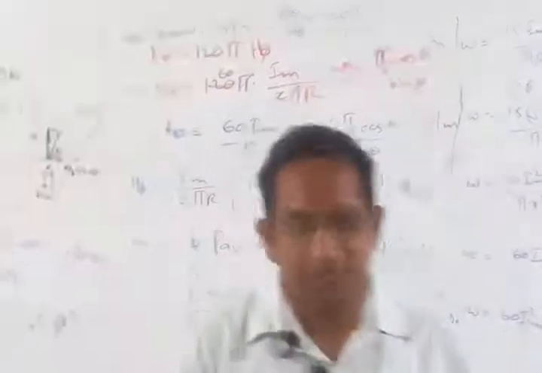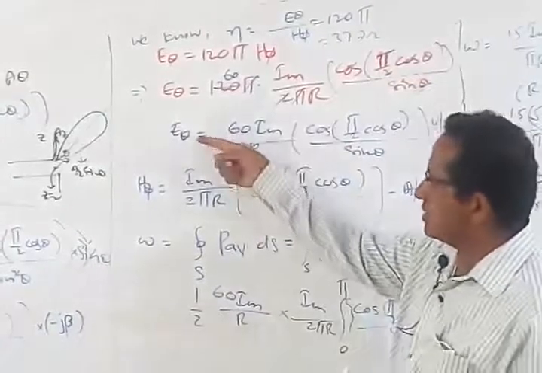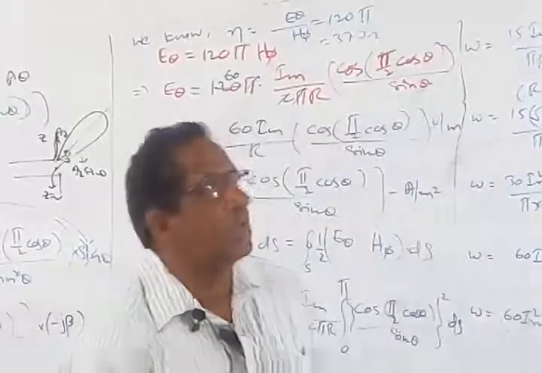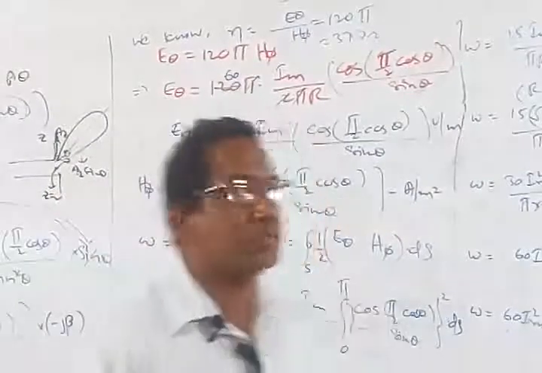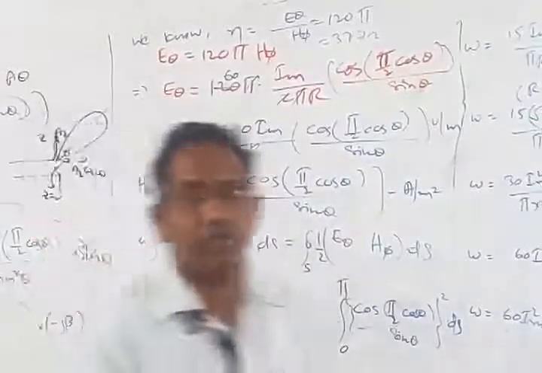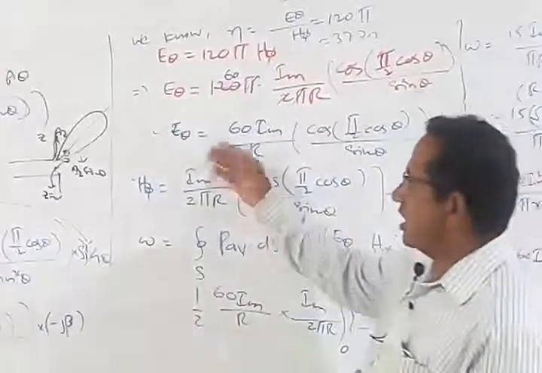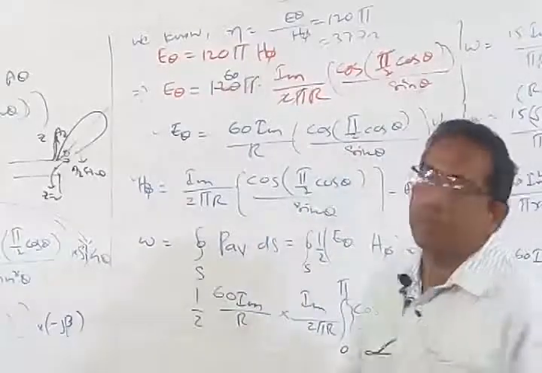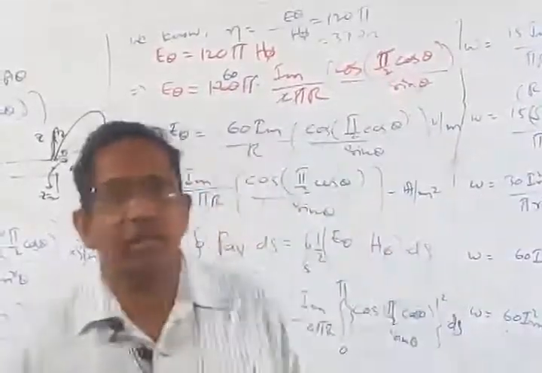So for solving the problems, it is better for us to remember the expressions for E theta and H phi. If you remember the expressions for E theta and H phi, you can easily solve the problems in the end examination. Therefore please try to remember these two formulas and practice them more, so that we can attempt the problems in the end exam based on the radiation resistance, or if he asks us to find the value of E theta and H phi by giving the other parameters, you will be able to find them.